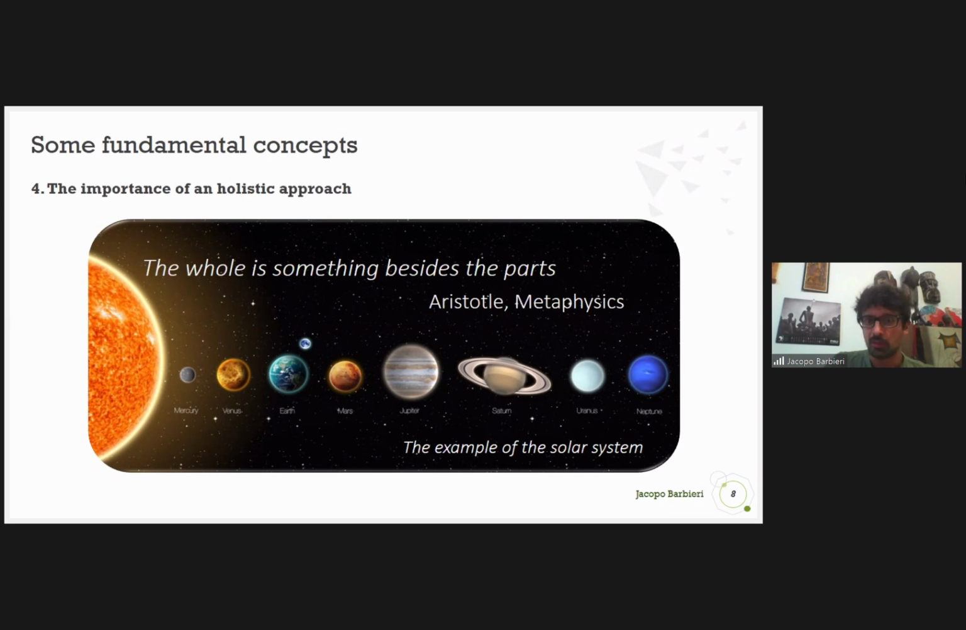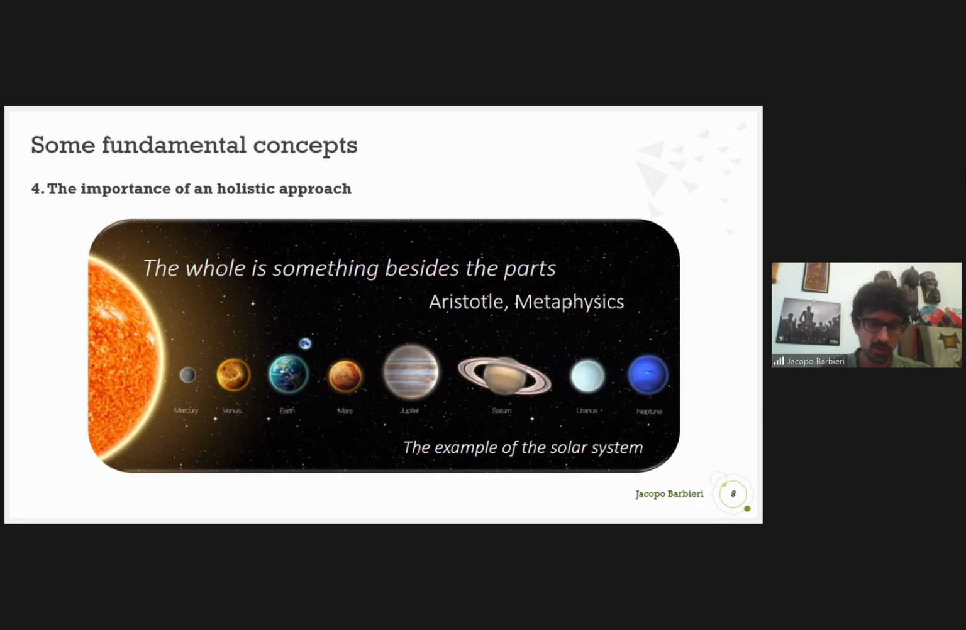So from the small to the broader concept, we end up with the importance of adopting a holistic approach. Now, what do I mean by holistic? Aristotle in the Metaphysics wrote, the whole is something besides the parts. I will continue with a comparison with space, focusing on our solar system. Our solar system is composed of the planets and the sun, our star. But if you study the planets and the star one by one, each alone, you will only get a few pieces of information about the solar system.